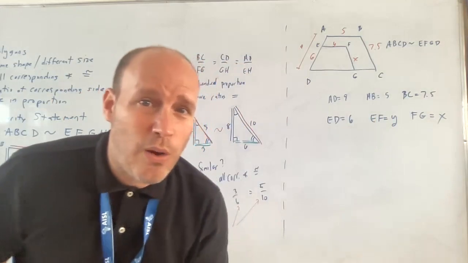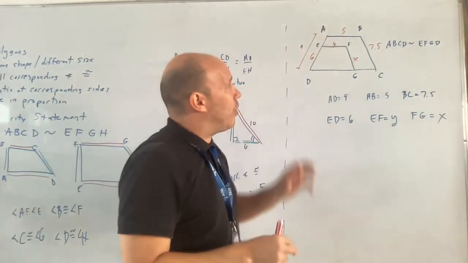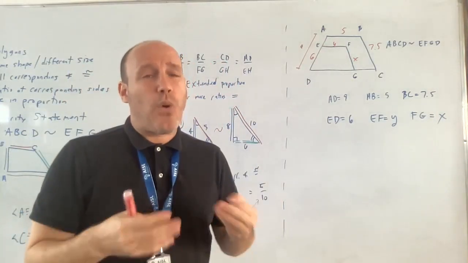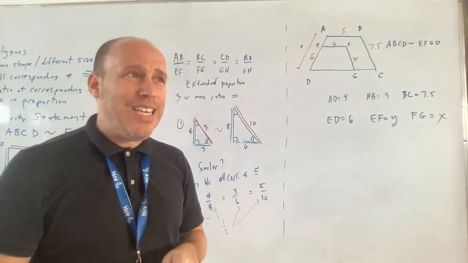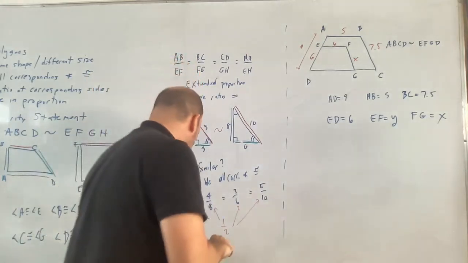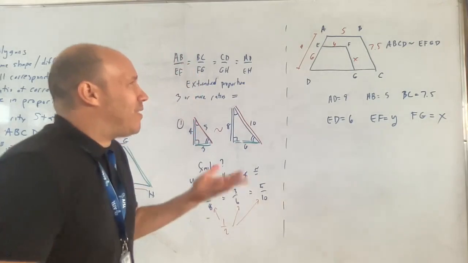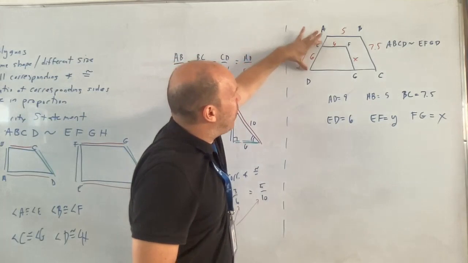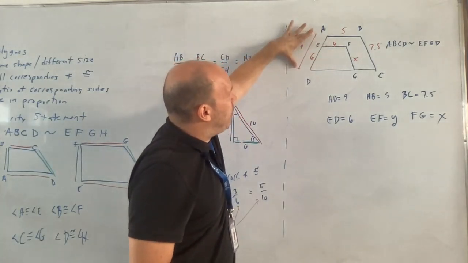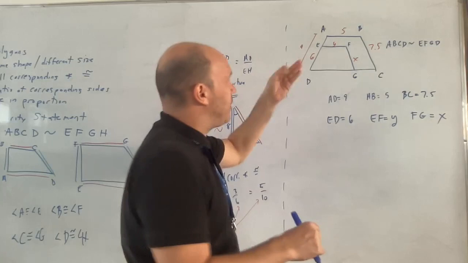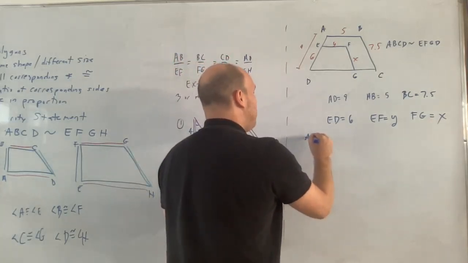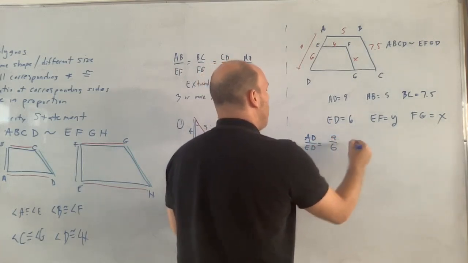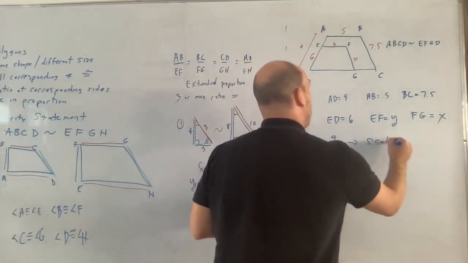Well, we know they're similar, so we know all the corresponding angles are congruent. We also know that the ratio of corresponding sides is in proportion. So the first thing we're going to do is see what sides we have to match up. AD matches up with ED. To go from the big to the small, the ratio is 9 to 6. So AD over ED is equal to 9 over 6. This is known as our scale factor.